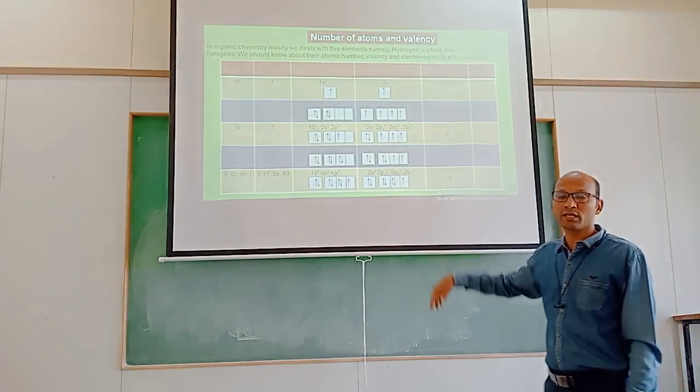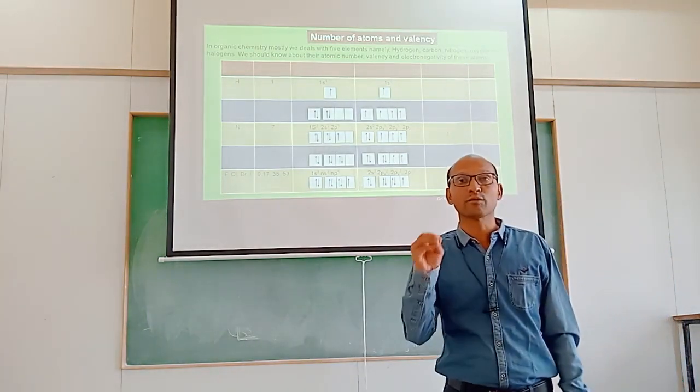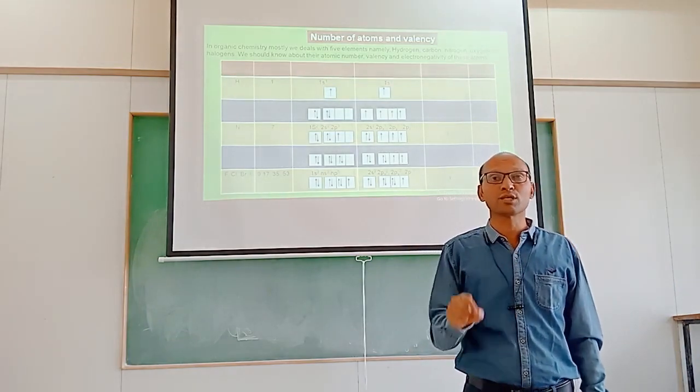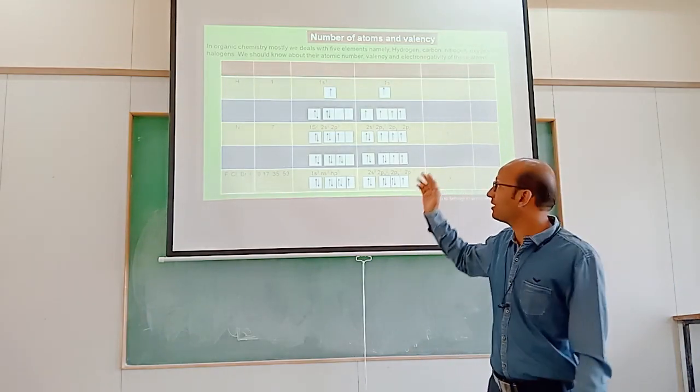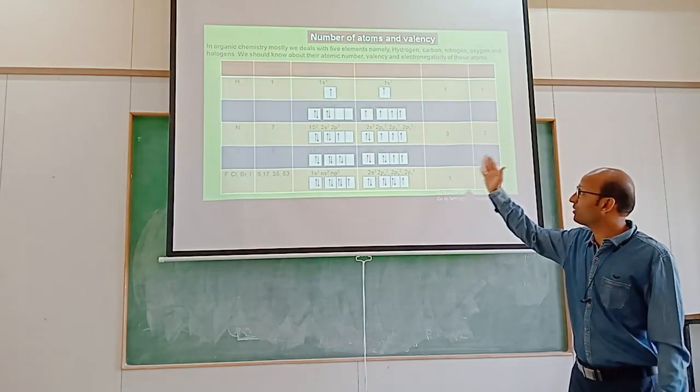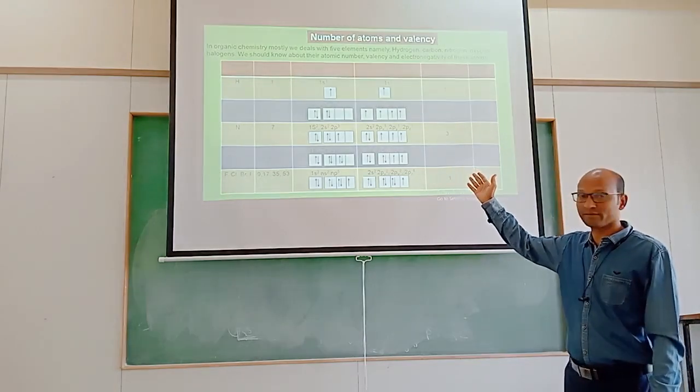Likewise, for nitrogen, its atomic number is 7. Because of that reason, the electronic configuration is 1s2, 2s2, 2p3. And here in the excited state also, the same electronic configuration is maintained.